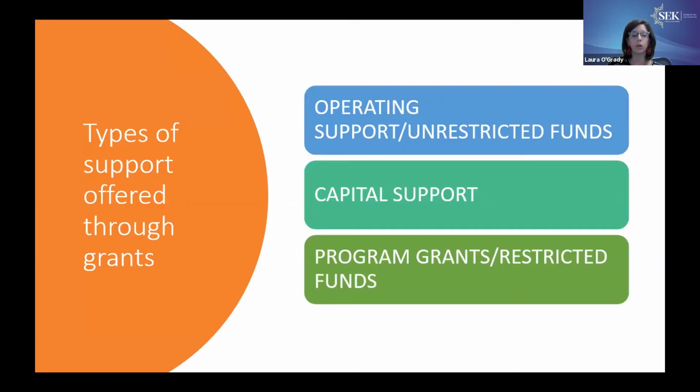So what types of support are offered through grants? There's operating support or unrestricted funds. And this is becoming more common since going through COVID. This is for day-to-day operating costs to support the general work of an organization. Before COVID, this was not very common, but it is becoming more common now. There's capital support for capital campaigns that can involve construction or acquisition, renovations, remodeling, or even major equipment purchases. But the most common type are program grants or restricted funds, which is funding for a particular project.